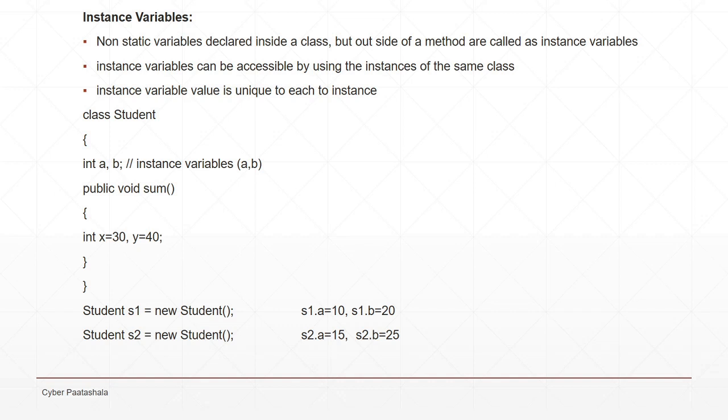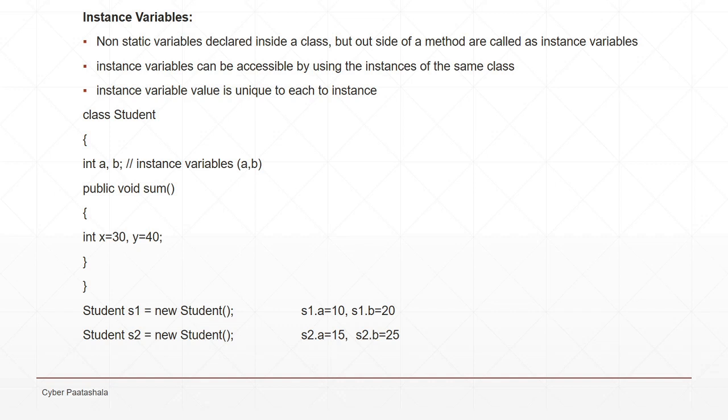I also created two instances, s1 and s2, for the student class. The syntax for creating an instance for any class is class name, the instance variable, equals to new, and then class name, open brace, closing brace and semicolon. So this is the syntax for creating an instance for any class.